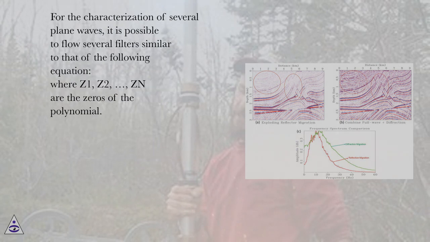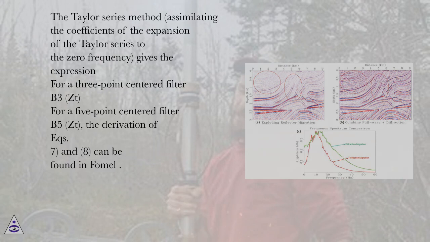For the characterization of several plane waves, it is possible to cascade several filters similar to that of the following equation, where Z1, Z2, Zn are the zeros of the polynomial. The Taylor series method, equating the coefficients of the expansion of the Taylor series at zero frequency, gives the expression. For a 3-point centered filter B3(Zt) and for a 5-point centered filter B5(Zt), the derivation of equations 7 and 8 can be found in the reference.